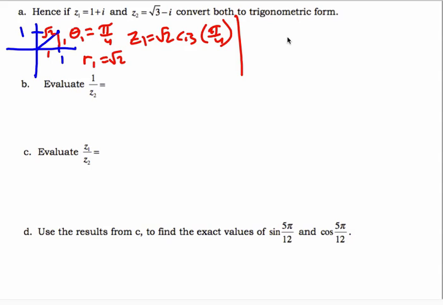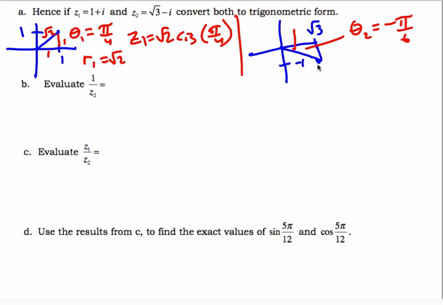Okay, next we'll look at the other number. We have negative 1, and root 3 is over here. Okay, so we have this triangle. We have a negative angle. That's a tiny angle on this root 3 triangle, so theta 2 is going to be negative pi over 6. And this is going to be 2, right? Root 3, 1, 2 in that special triangle, so it's going to be R2 equals 2. So Z2, the complex number Z2, equals 2 cis negative pi over 6.